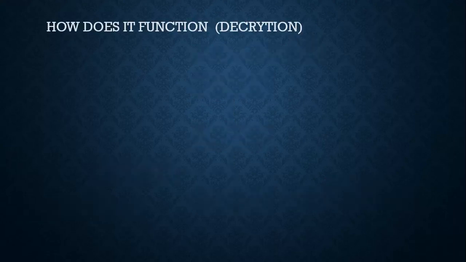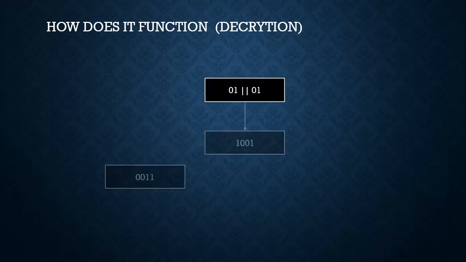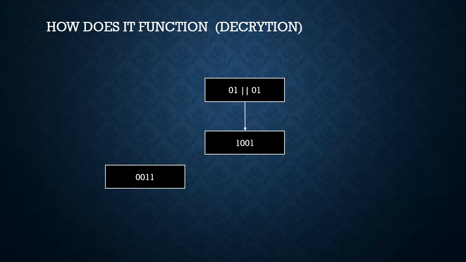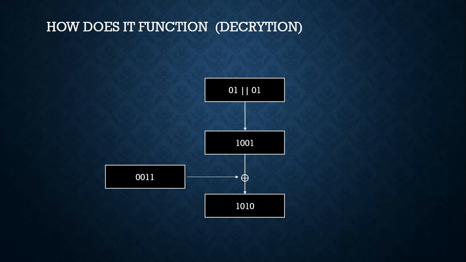Now I'm going to show you the decryption process. First let's assume the counter is 01 and the nonce is 01. After it goes through the block cipher encryption, assuming we get 1001 and the cipher block is 0011, the encryption output will be XORed with the cipher block and we get 1010 for the message block.